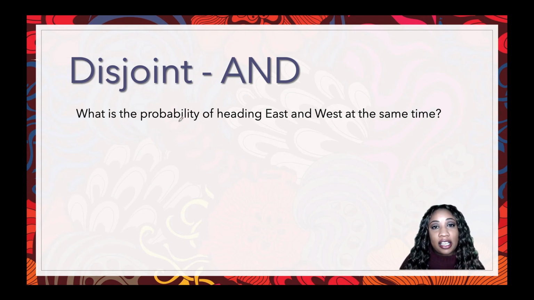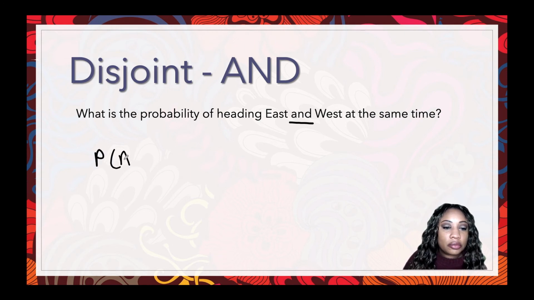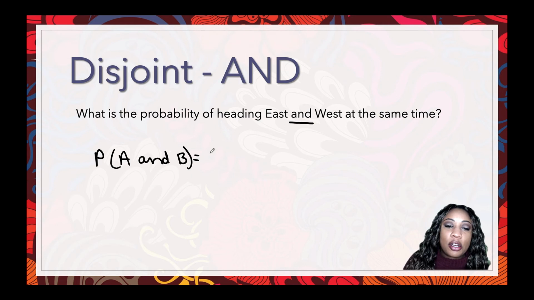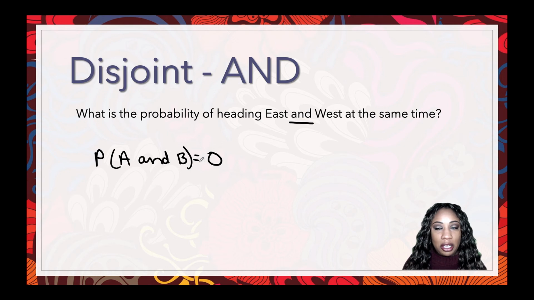All right, let's look at the next example. What is the probability of heading east and west at the same time? So, we have an and problem. And unfortunately on the slide I told you it was disjoint, but I'm pretty sure you would know that you can't go east and west at the same time. And so the probability of A and B happening is 0. Again, because you can't go east and west at the same time. So make sure that you are reading the question and determining whether it's independent or disjoint.